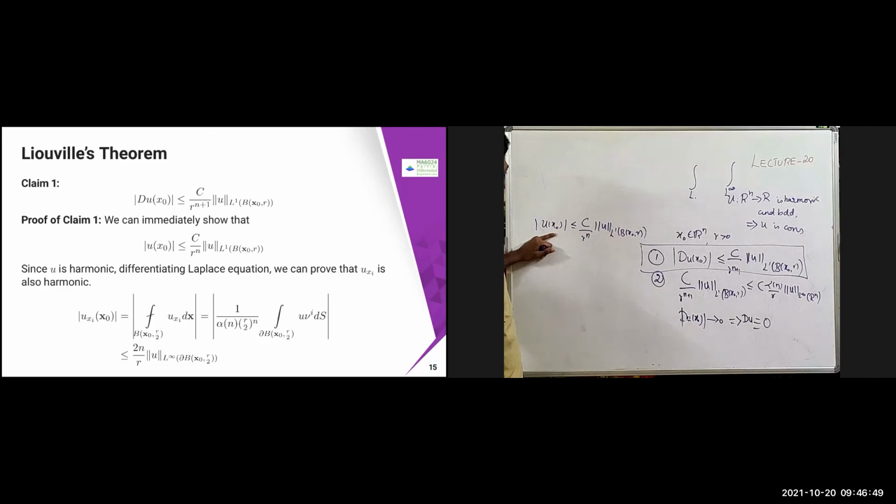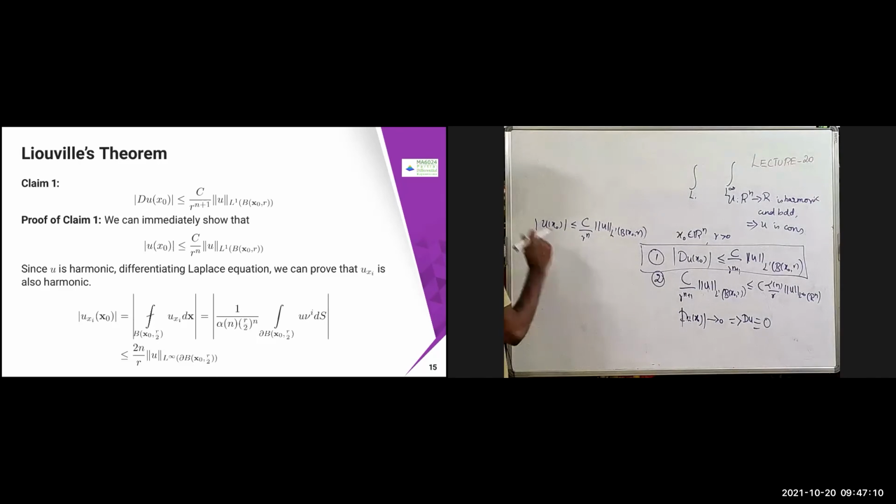what is u of x naught? You can apply the mean value property. Then you are going to get this one, with r power n, alpha n, r power n, and so on. That is going to be what I'm just going to call c. Then you can prove this one very easily. It is very straightforward.